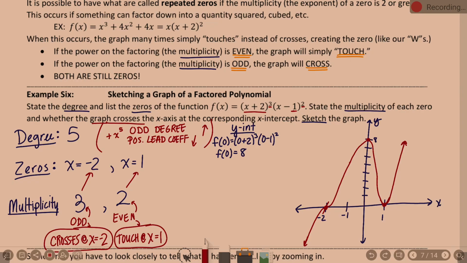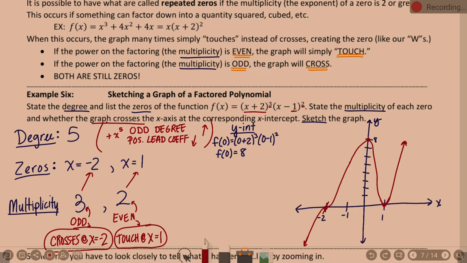Okay. Example 7. This is an actual calculator question. Okay, it talks about sometimes you have to look closely to tell what is happening, like by zooming in. I think yesterday in the notes, did you have to use ZBox a couple of times in the notes? Yeah. Did we remember ZBox? If not, I'll show it. I'll show you, okay, because I'm going to talk about ZBox on this one.